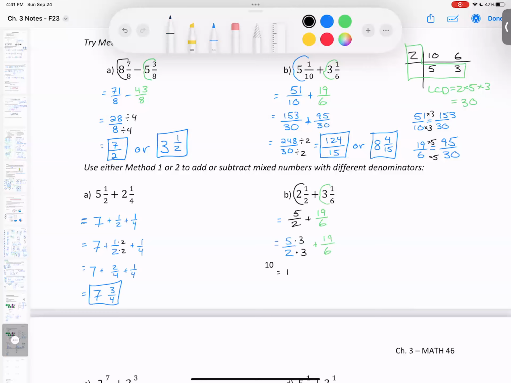So I end up with 15/6 plus 19/6. And 15 plus 19 gives me 34. So I'll have 34/6. I can divide both of those by 2 to get 17/3. Or if I wanted a mixed number, 17/3 would go 5 times with 2 left over. So it would be 5 2/3.